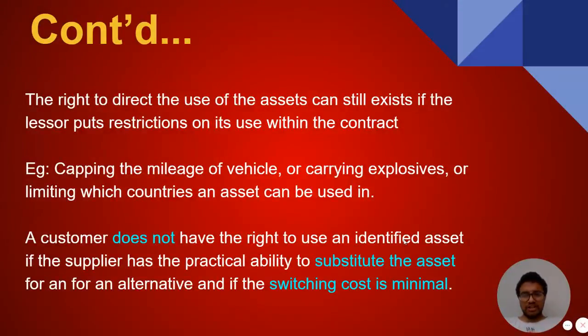A customer does not have the right to use an identified asset if the supplier has the practical ability to substitute the asset for an alternative and the switching cost is minimal. So the customer also does not have the right-of-use asset if the lessor can substitute the asset for an alternative, and the switching cost is very low and won't act as a disincentive for switching. In this case, it's just an incentive.